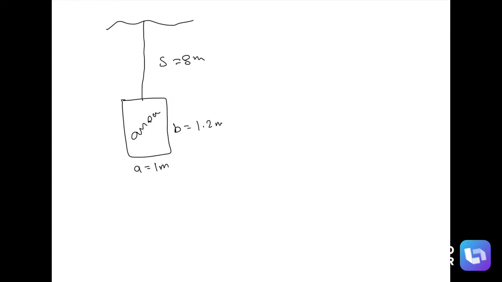So this is a rectangular plate and this is the surface. This is the distance from the surface to the car, equal to 8 meter, and this is the door. It's the area of the door, which is A equal 1 meter wide and B equal 1.2 meter high. We have to find the hydrostatic force, which is FR, the resultant force, and also the location of the pressure center, YP.